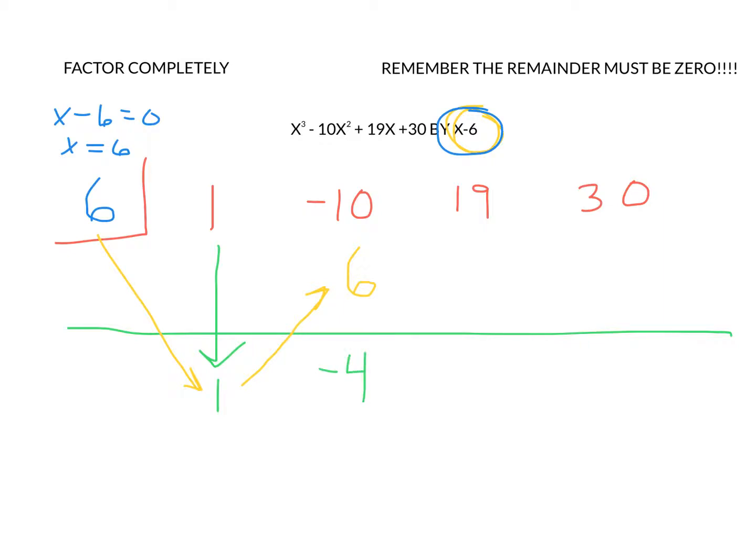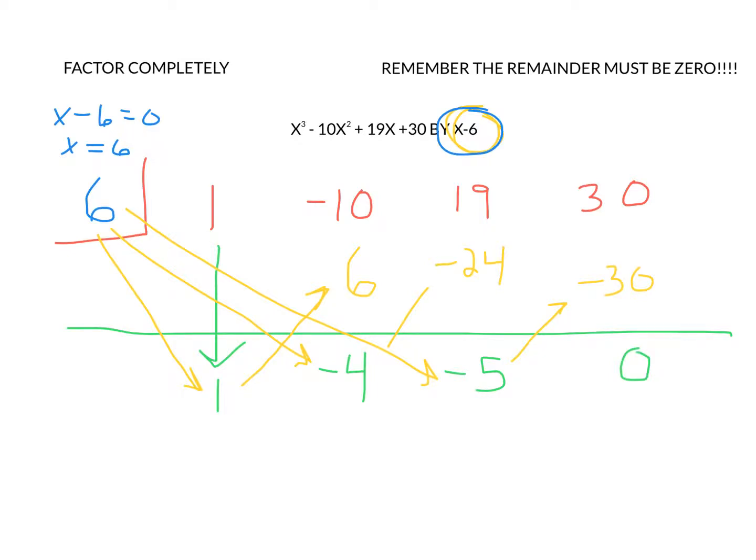Okay, then we start the ricochet again. So again, we're going to go 6 times negative 4, which is negative 24. Okay, and again, we are going to add down. So when I do that, I'm going to get negative 5. Okay, then we're going to do it again. So we're going to take the 6 times the negative 5, and that gives me negative 30, which when I add down gives me 0.